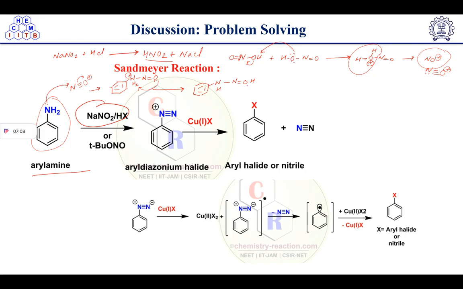After getting this one, now the positive charge will generate over here, right? What's the next thing? Next is the lone pair of nitrogen will push here, and this will get up.